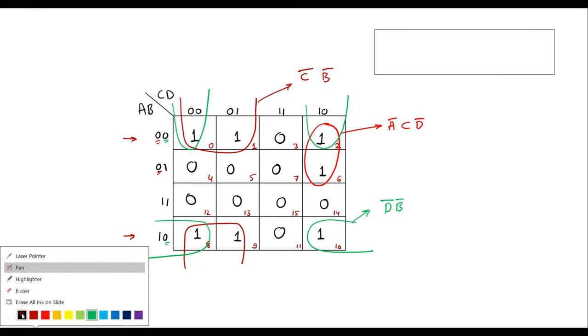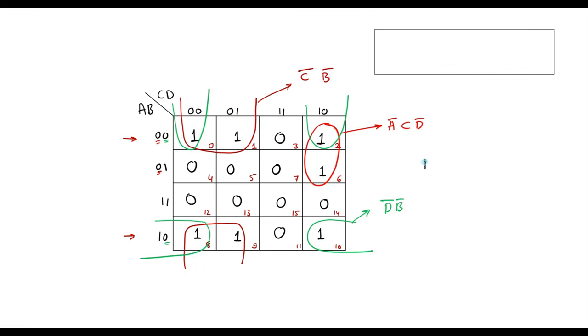So now I can write the expression as F is equal to B bar C bar plus A bar C D bar plus B bar D bar. This is the simplified expression for the given Boolean function. Thank you for watching.